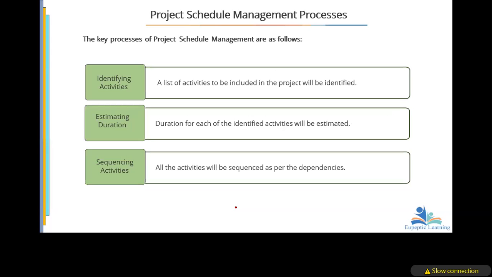Okay. So the key processes here is that we're going to identify the activities, which of course have been done within the WBS already. Then we're going to estimate the duration of these activities, and then now we're going to sequence them.